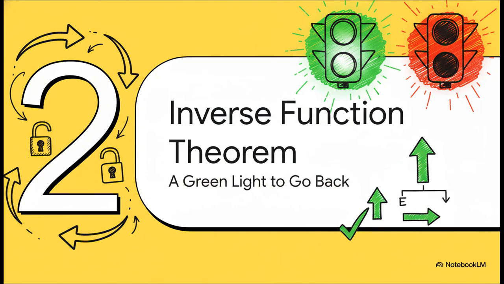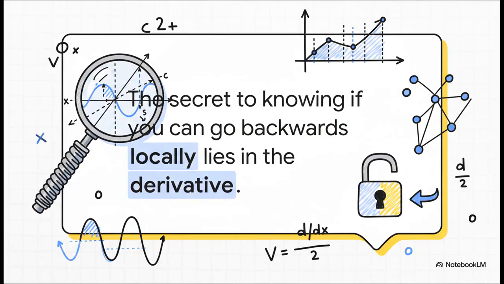So this brings us to the big question. How do we solve this first problem? How do we know for sure when we can go backwards? Well, this is where the first hero of our story steps in, the inverse function theorem. This is the mathematical tool that gives us a clear green light or red light. And you know what its secret weapon is?